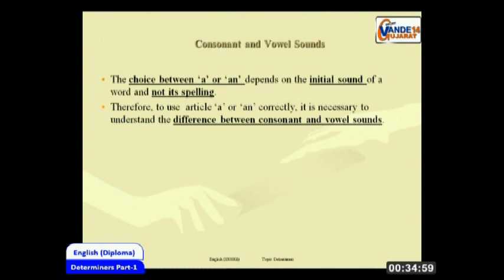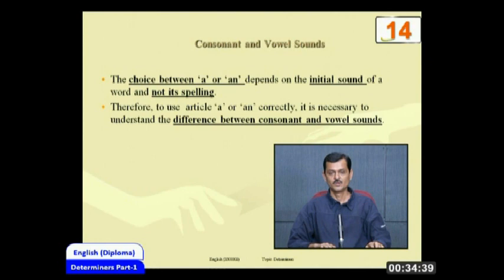In the slide that you are watching now, in the first sentence I have written initial sound. So we should have a knowledge of sounds, particularly to understand whether to use article A or AN. What kinds of sounds are there? There are two kinds of sounds: consonant sounds and vowel sounds. When the word begins with a vowel sound, we should use article AN before that. When the initial sound of a word is a consonant, we should use article A before it. So here we should understand the difference between consonant and vowel sounds.